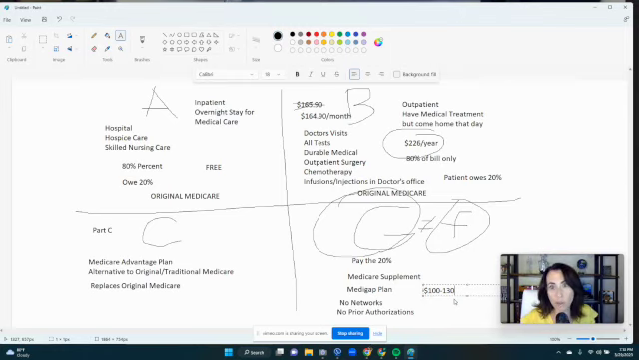If you can pay the extra Medicare supplement, Medigap plan premium each month, if you can afford that in addition to the $164.90, then you have the best insurance you could possibly have in our country. It's original Medicare and it's a Plan G. Okay. So that all being said, let's talk about why would somebody not go with that?